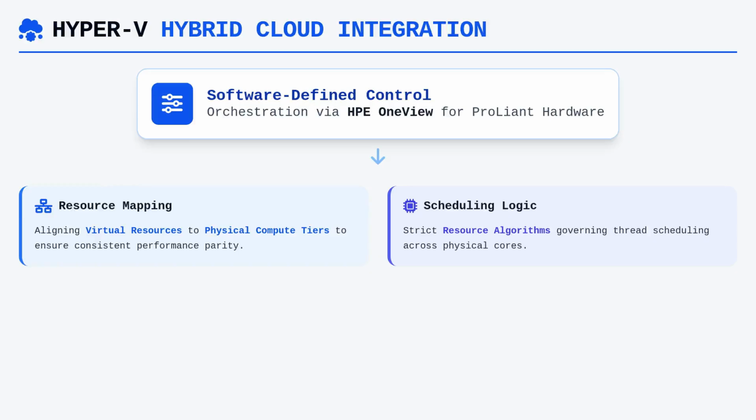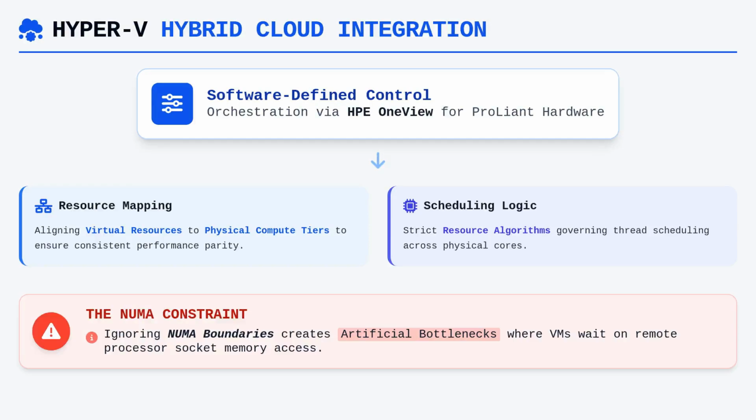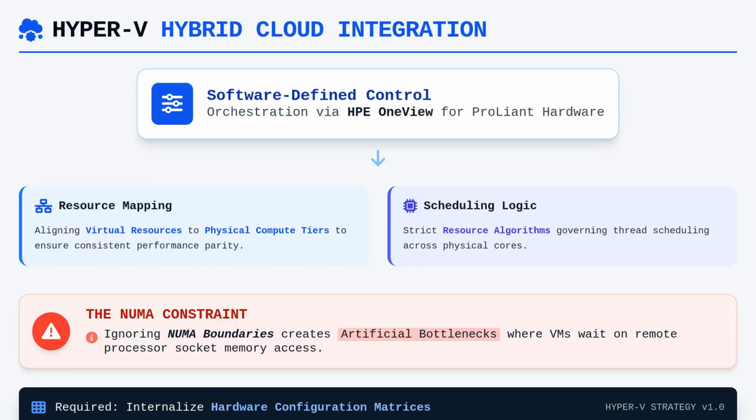These algorithms govern how the hypervisor schedules threads across physical cores, considering the non-uniform memory access, or NUMA, boundaries of the server. If we ignore these architectural constraints, we risk artificial bottlenecks where virtual machines wait on memory access that is local to another processor socket. This is precisely why we must internalize the configuration matrices associated with your specific server hardware.